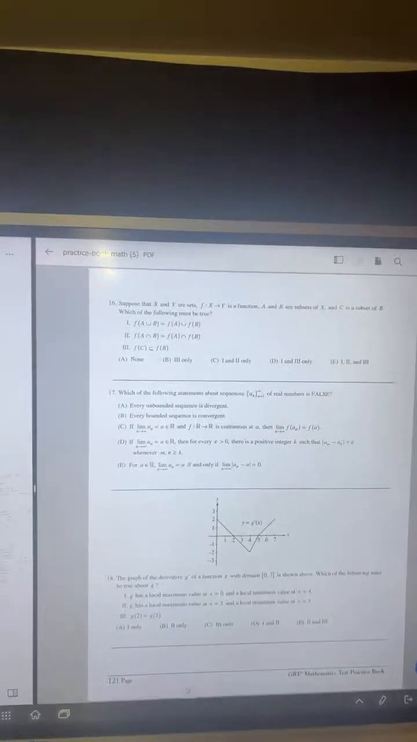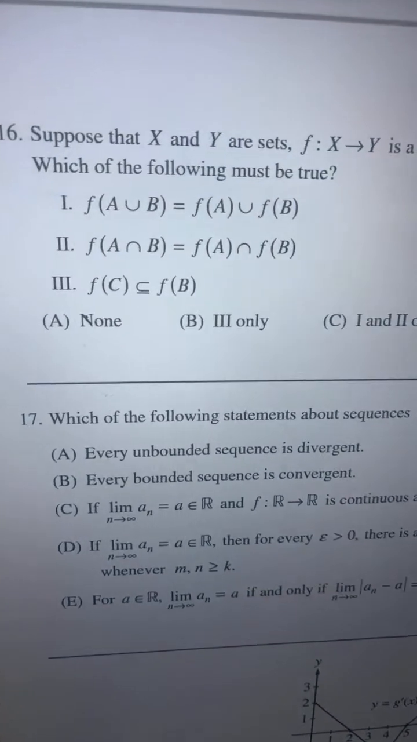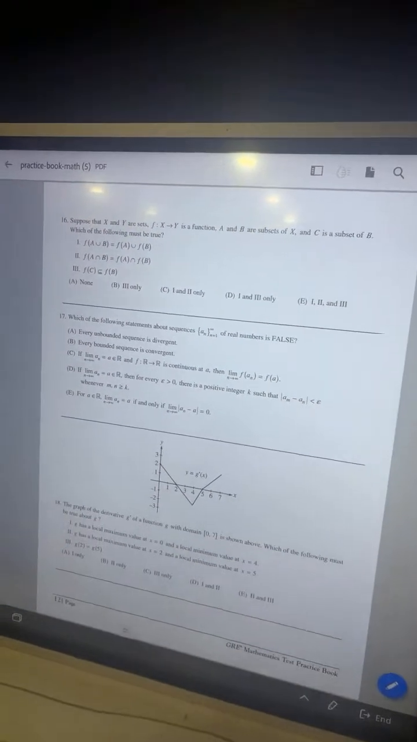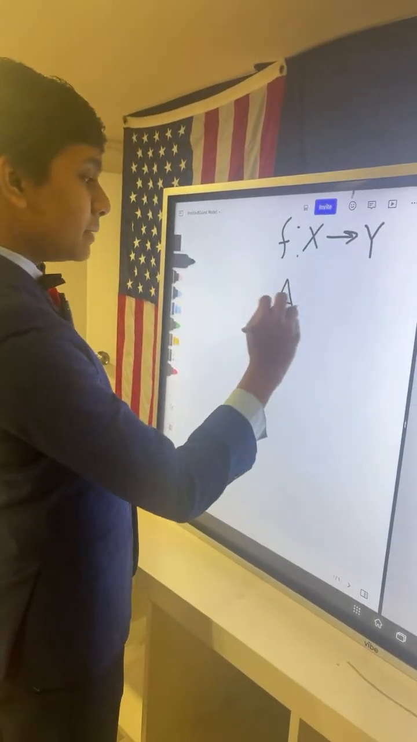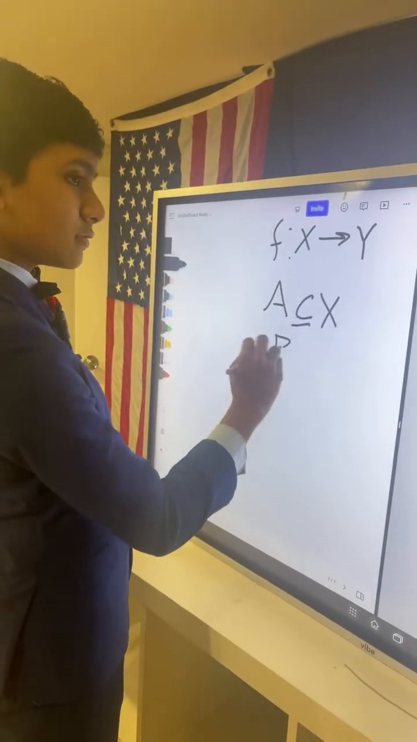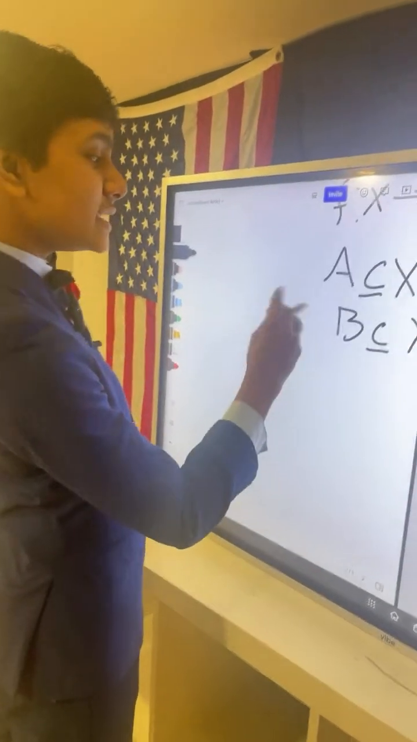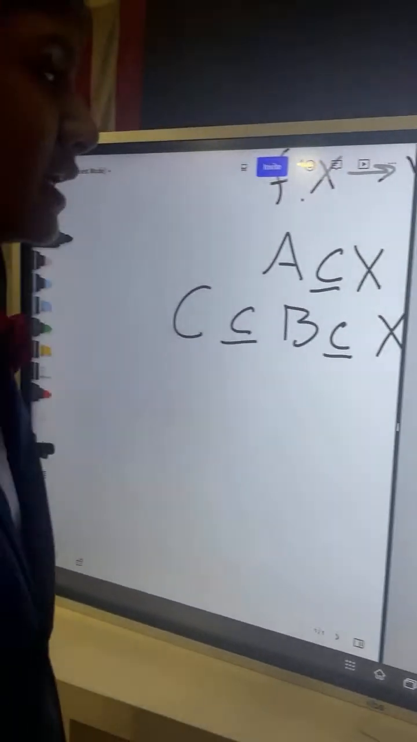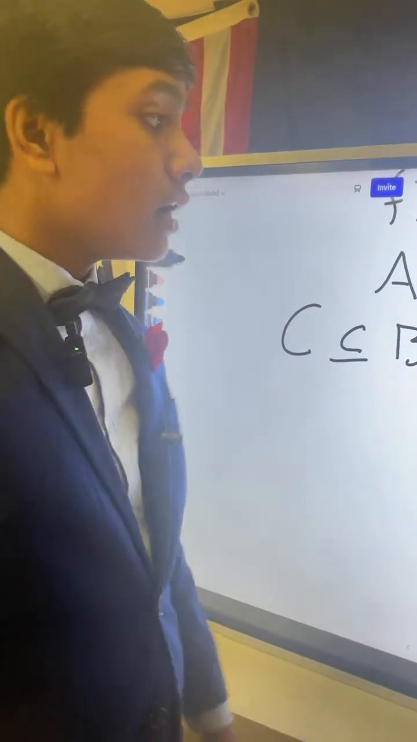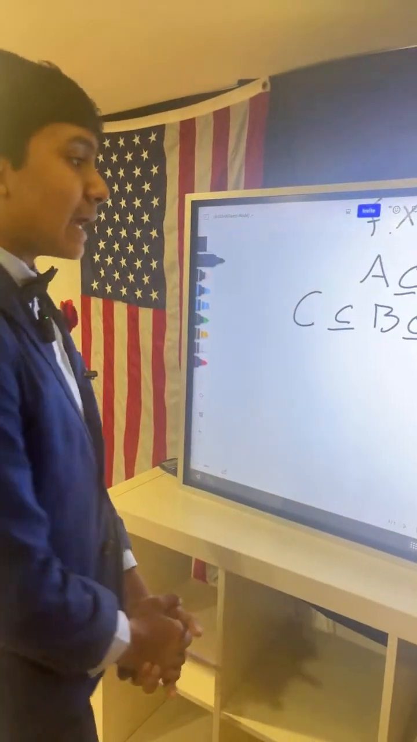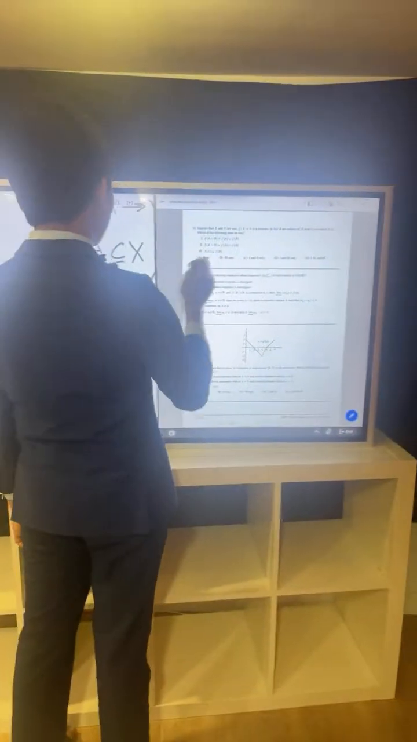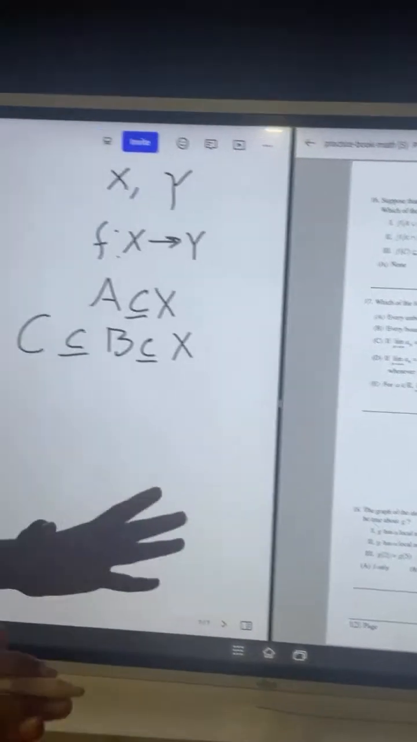So suppose that X and Y are sets, f mapping X to Y is a function, A and B are subsets of X, and C is a subset of B. Which of the following must be true? 1, f of A union B is equal to f of A union f of B. 2, f of A intersect B is equal to f of A intersect f of B. And 3, f of C is a subset of f of B. So let's examine each claim.